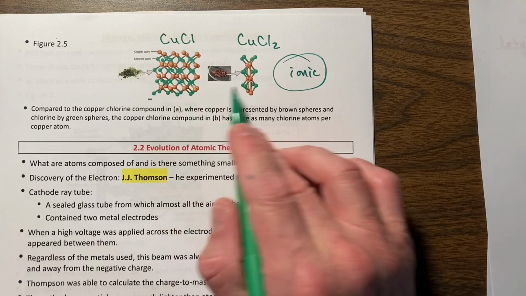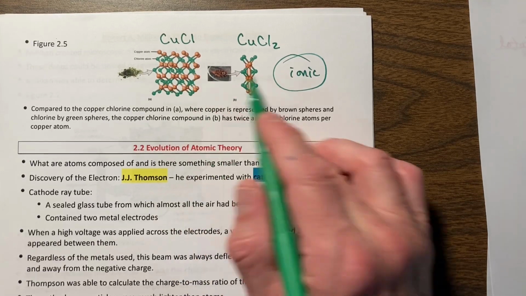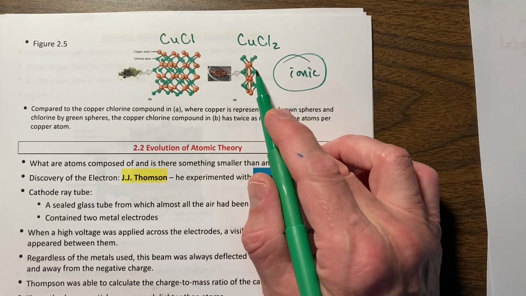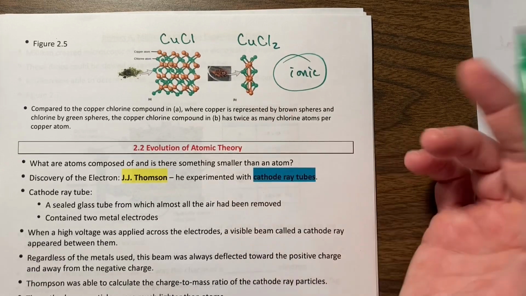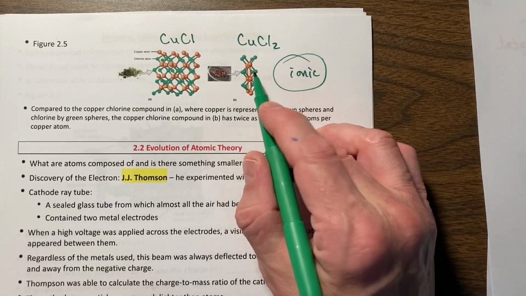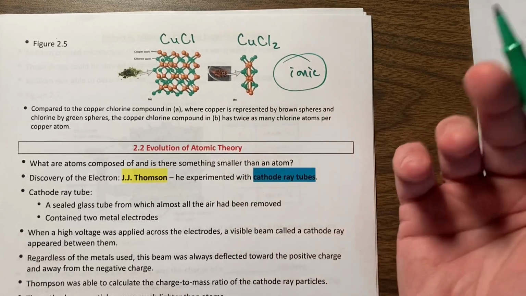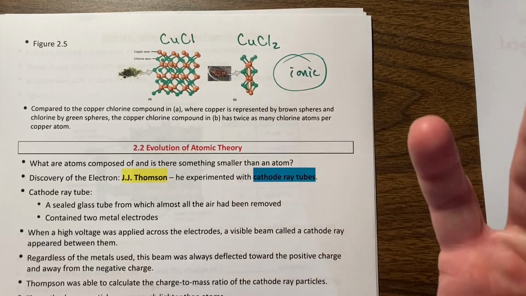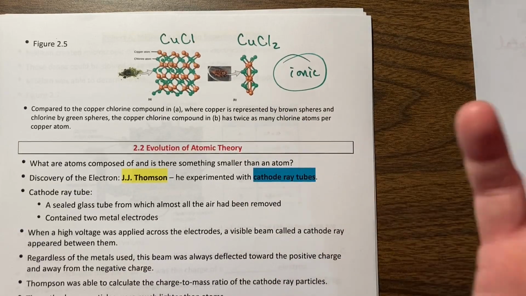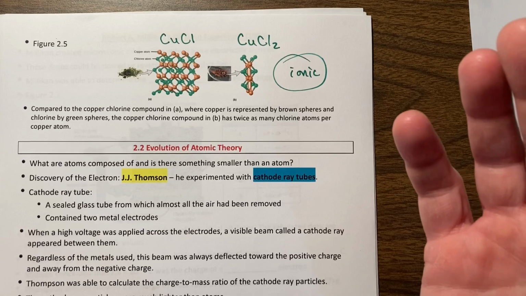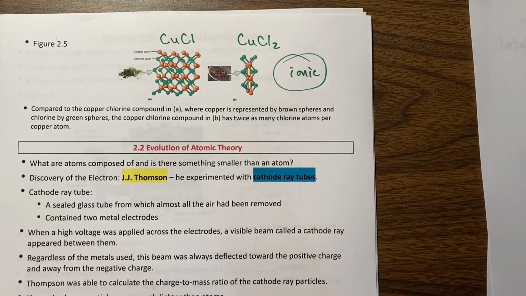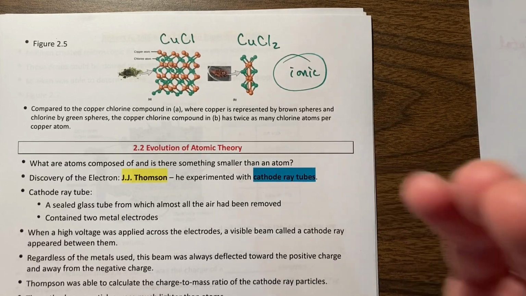So again, the spheres just represent atoms, and we're just using different colors to clarify it, but all these spheres, whether they're green or brown, are made of three fundamental particles: protons, neutrons, and electrons. So the next video will talk about how these three particles were discovered.